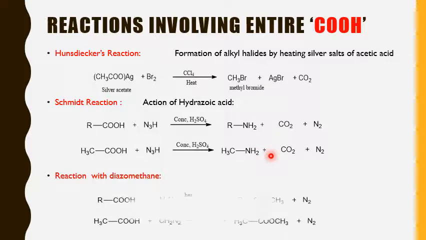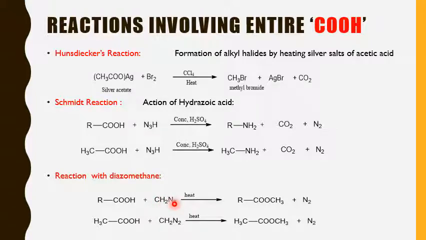The next one is the reaction with diazomethane. What is this diazomethane? Aza means nitrogen, di means two. So diazo means two nitrogens, with methane. What is methane? CH4. So just remove two hydrogens and add two nitrogens to it. So you will get CH2N2.